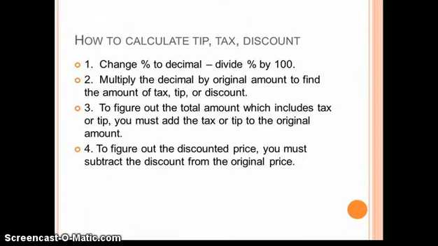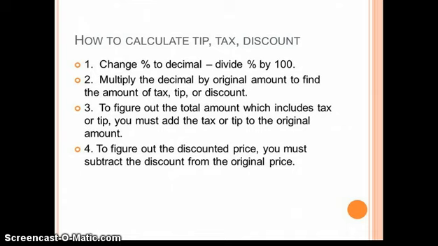All right. In order to calculate the tip, tax, and discounts, you just need to follow a few simple steps. Step 1, you're going to change the percent to a decimal, and you do that by dividing the percent by 100. Step 2, you're going to multiply the decimal by the original amount to find the amount of tax, tip, or discount.